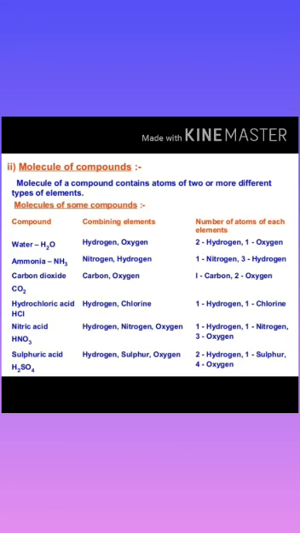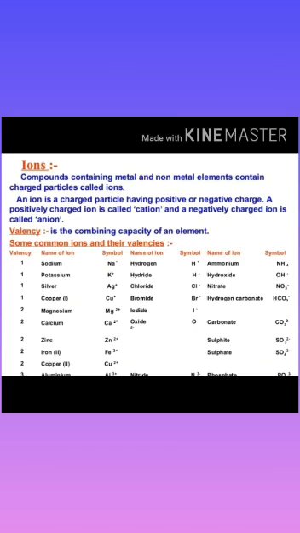Hydrochloric acid, HCl: hydrogen and chlorine, 1 hydrogen and 1 chlorine. Nitric acid, HNO3: hydrogen, nitrogen and oxygen, 1 hydrogen, 1 nitrogen and 3 oxygen. Sulfuric acid, H2SO4: hydrogen, sulfur and oxygen, 2 hydrogen, 1 sulfur and 4 oxygen.